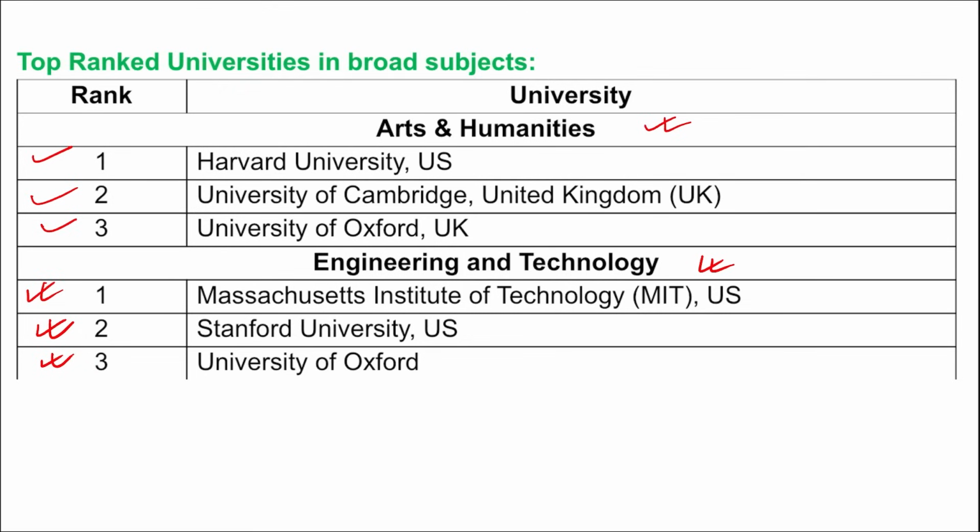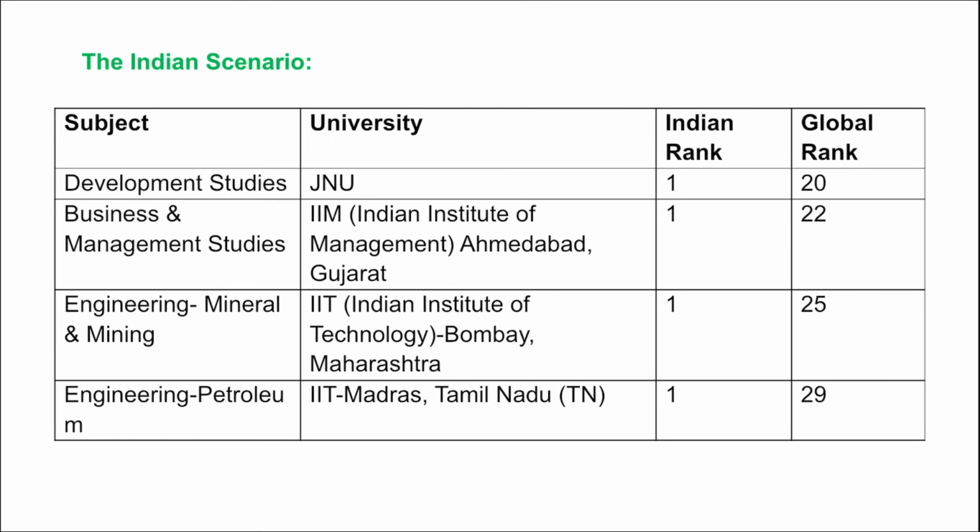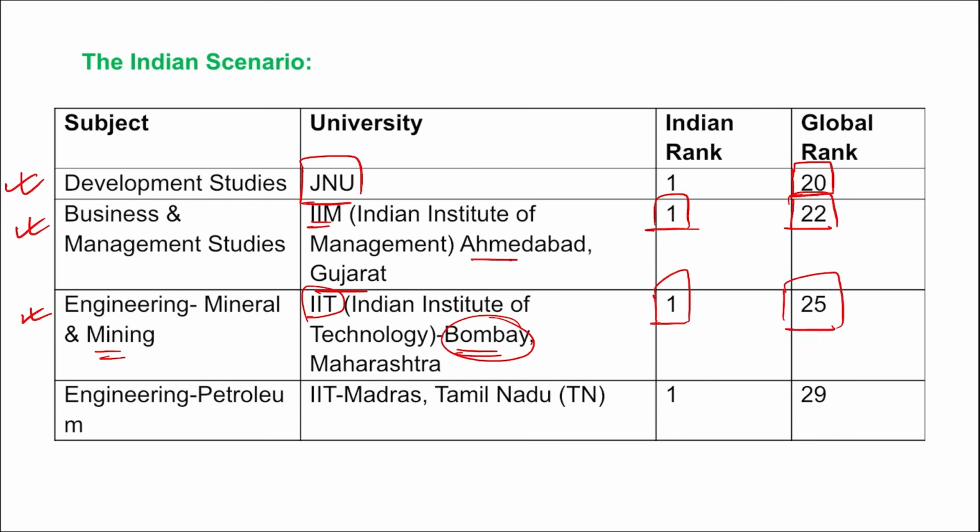Then if we talk about the Indian scenario, right, if we look at Indian universities, in development studies, JNU has secured the first position, global rank is 20. In business and management studies, IIM Ahmedabad of Gujarat secured the first position, and globally it is ranked at 22nd position. For engineering, mineral and mining, IIT Bombay, not Maharashtra, IIT Bombay secured the first position, and it is globally at 25th position. In engineering petroleum, IIT Madras of Tamil Nadu secured the first position, and globally it is ranked at 29th position.